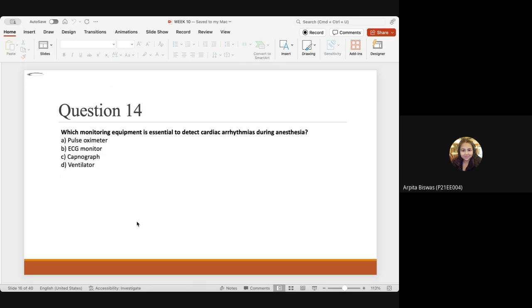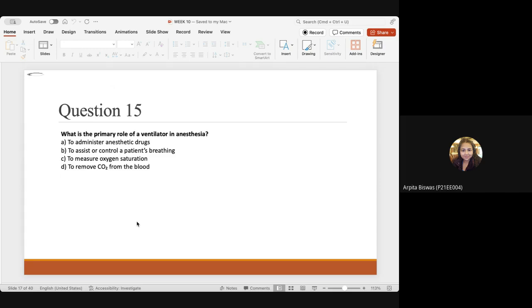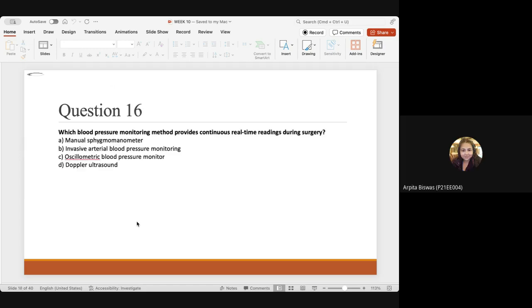This is the question number 14. Which monitoring equipment is essential to detect the cardiac arrhythmias during the anesthesia? Yes, ECG monitor, ma'am. Yes, it is ECG monitor, the option B. Then question number 15, what is the primary role of a ventilator in anesthesia? To assist or control the patient's breathing. Yes, patient's breathing. Good.